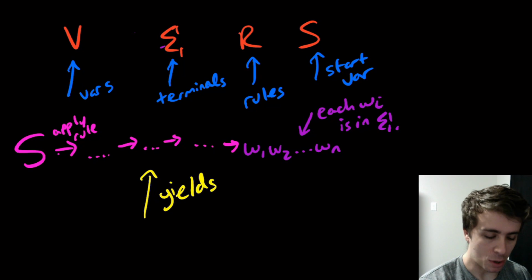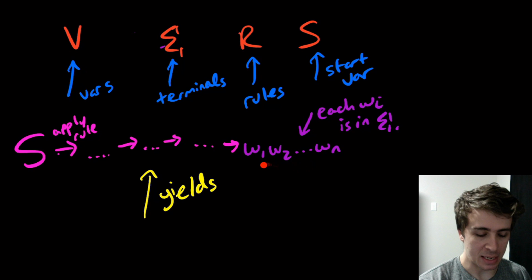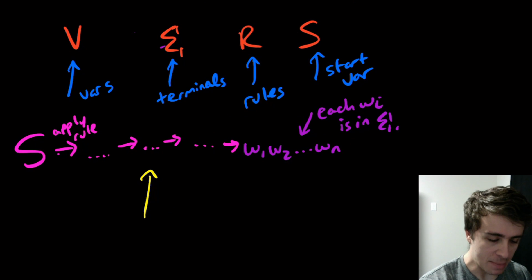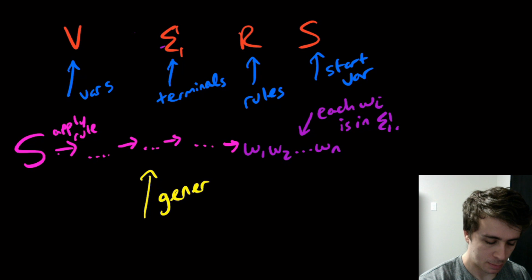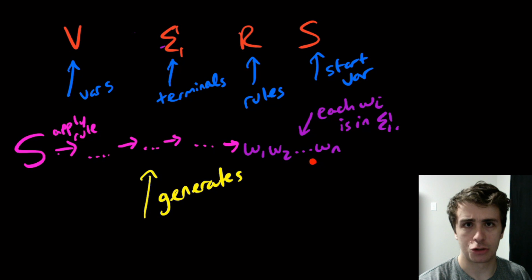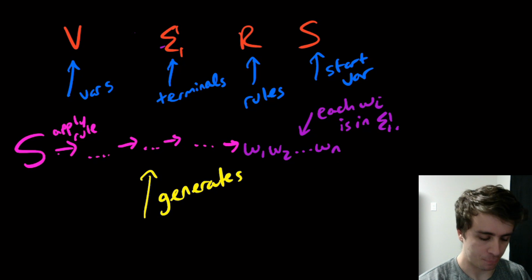So the grammar yields this string, or actually a better name, because yields is really for each of the rule applications, I'll change this. A better name is generates. So the grammar here, from S, generates this string W1 through Wn.